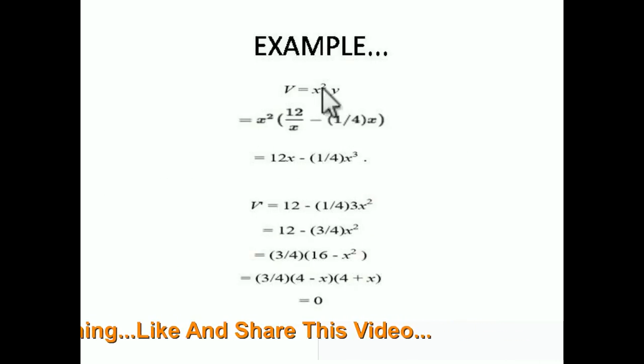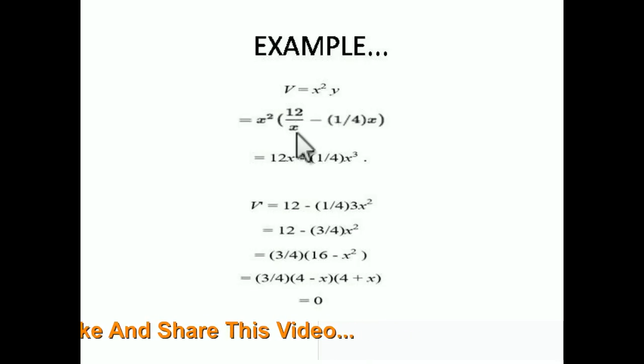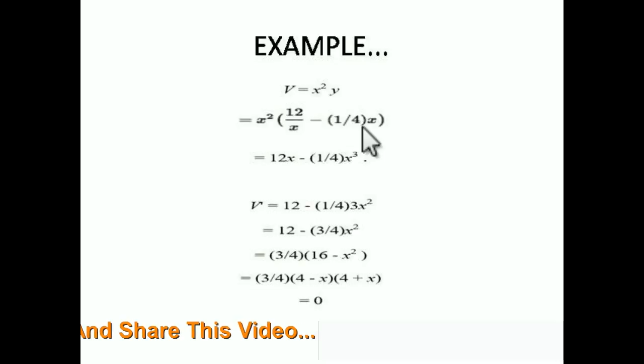See, here the volume is x square y, and I put it down here: x square, and y is equal to 12 minus x minus 1 by 4 into x. Now I'll simplify this, x square into this, so 12x minus 1 by 4 into x cube. Now what I have to do is differentiate it. By differentiating this, v dash is equal to 12, x differentiation 1, minus 1 by 4 is common, x cube differentiation is 3x square.